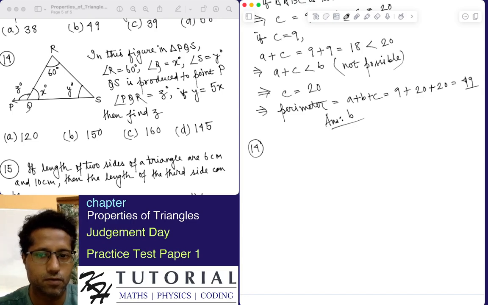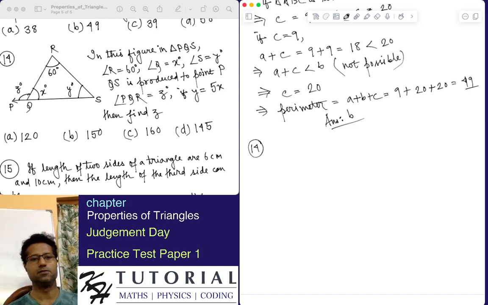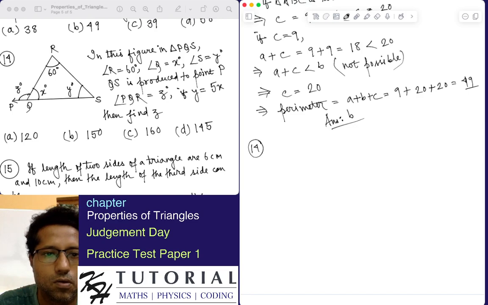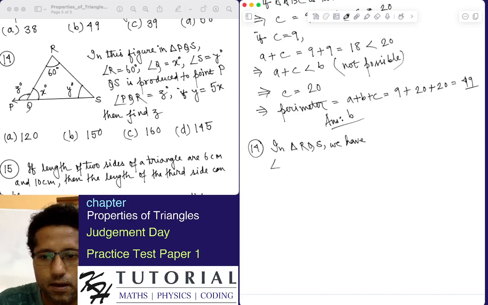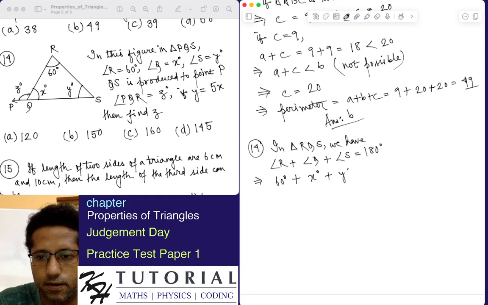Now, how can we find Z? We can find Z if we know y, because Z is the exterior angle and the two interior opposite angles are angle R and angle S. Now, in triangle RQS, we have angle R plus angle Q plus angle S equals 180 degrees. So angle R is 60 degrees, angle Q is marked as x degrees, angle S is marked as y degrees.